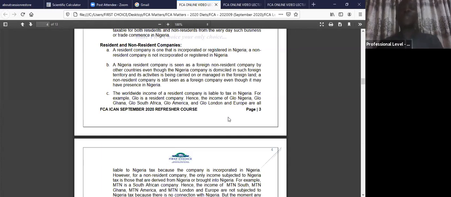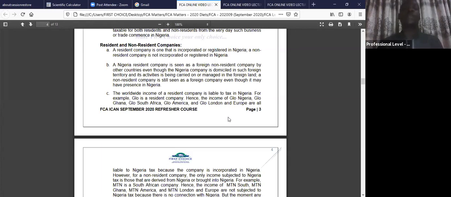Now, when it comes to companies, what makes them resident and non-resident is incorporation. And so if a company is incorporated in Nigeria, the company is a Nigerian resident. So let's say Glo Nigeria, incorporated and registered in Nigeria, but has presence in Ghana, South Africa. That company, wherever it is in the world, is a Nigerian resident company.